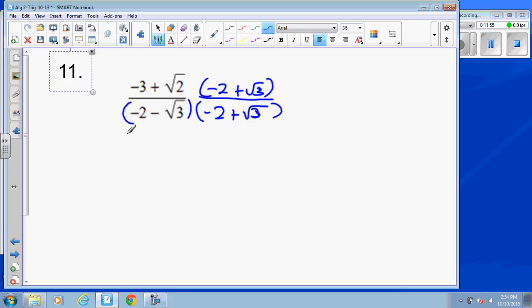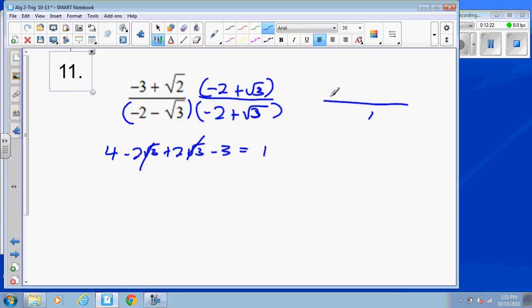Now, the bottom isn't too hard to do. We can look at that. That's going to be negative 2 times negative 2 is positive 4. And then it's going to be minus 2 square root of 3. And then negative times negative is plus 2 square root of 3. And then square root of 3 times square root of 3 is 3, so that's going to be minus 3. So these cancel, and I get 4 minus 3 is 1. So the bottom of my fraction is just 1.